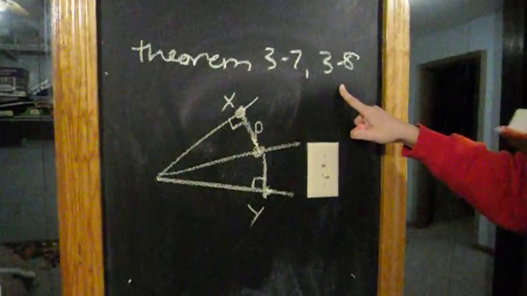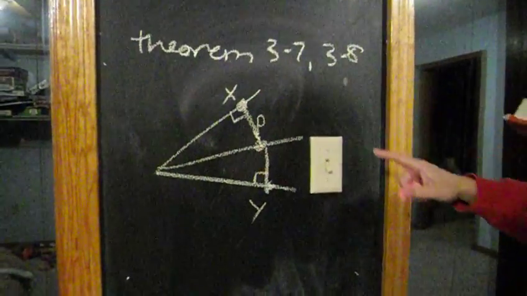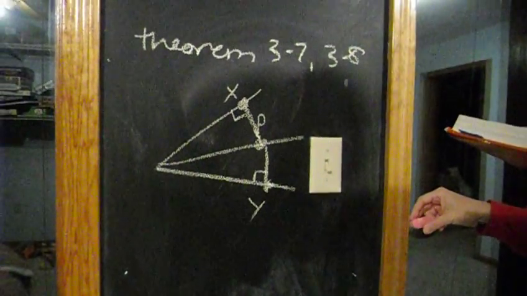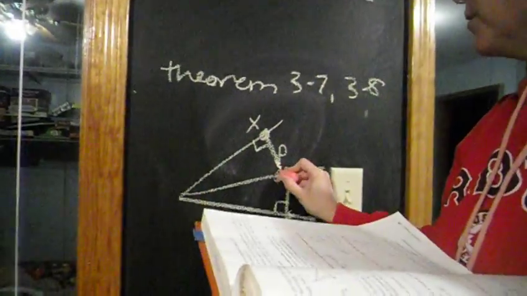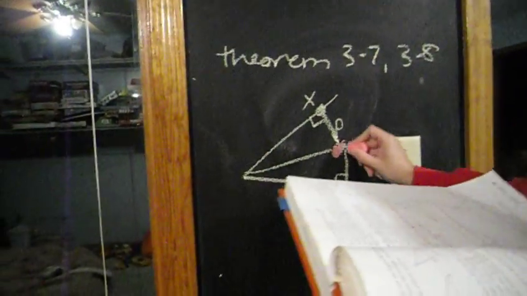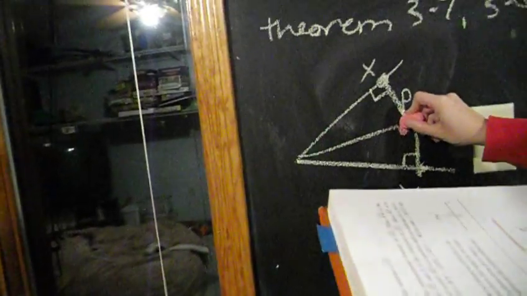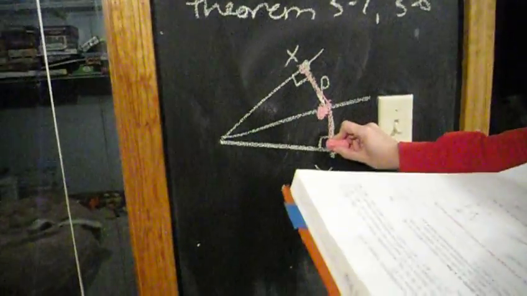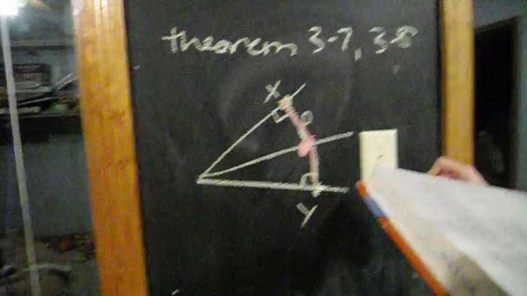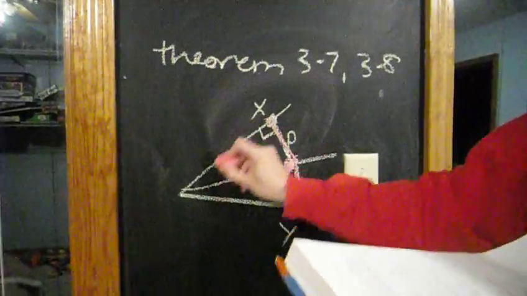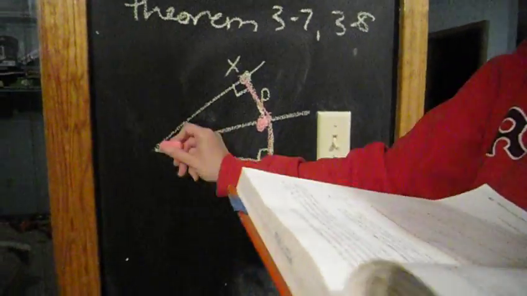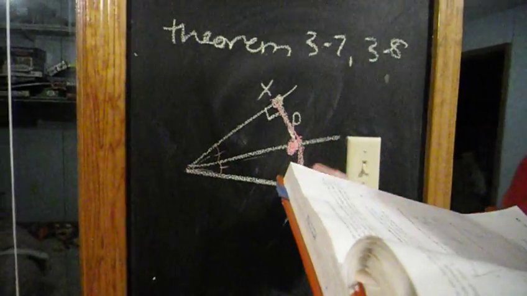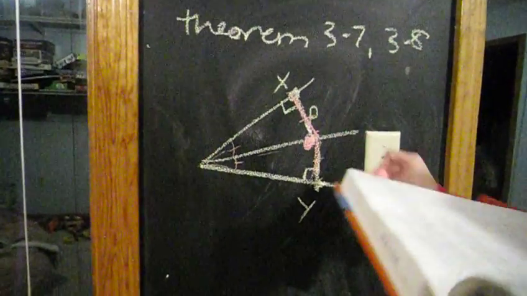Then we have 3.7 and 3.8. If a point lies on the bisector of an angle, then the point is equidistant from the sides of the angle. You said equidistant. Okay, so this point is on the bisector of an angle. It's going to be equidistant from the sides of the angle. So here's your point. This is a bisector. Remember, bisectors make equal angles. That's bisecting that angle, and it's going to be equidistant. So those are going to be equal.